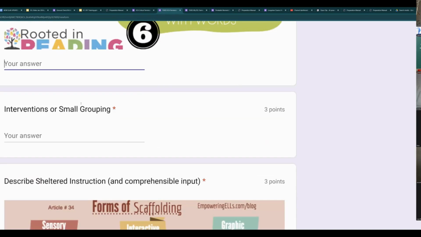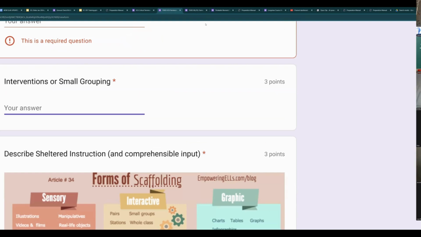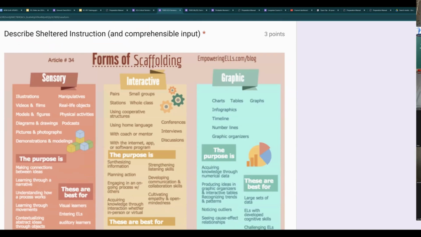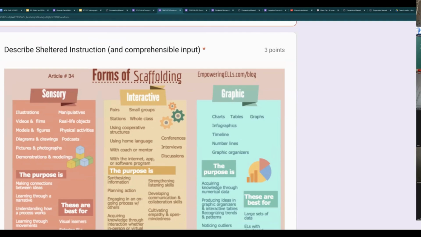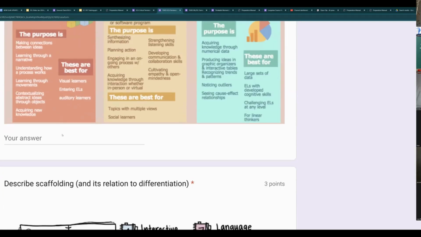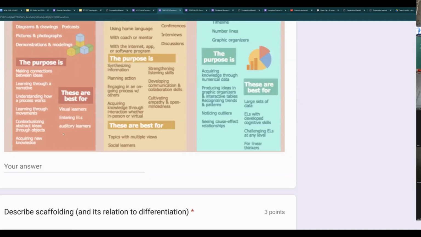Okay, we talked about small grouping. Small grouping is just a means of giving a child tier 2 instruction, but it's also making sure that they get what they need. Scaffolding is when you break it down into chunks.